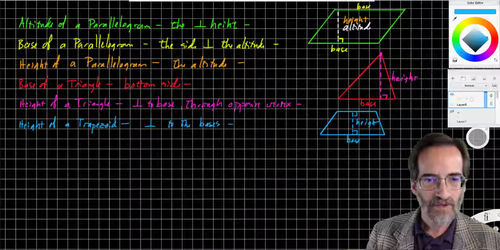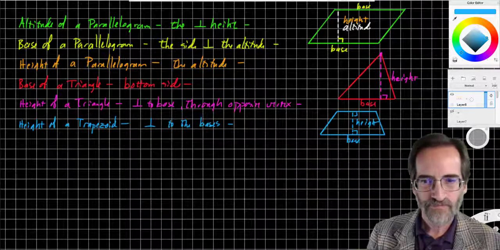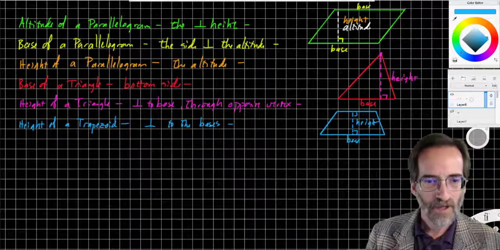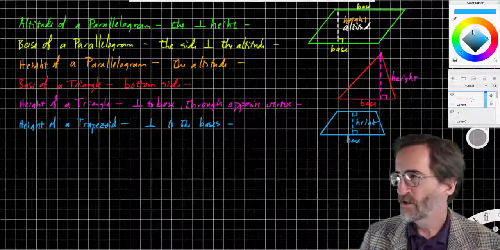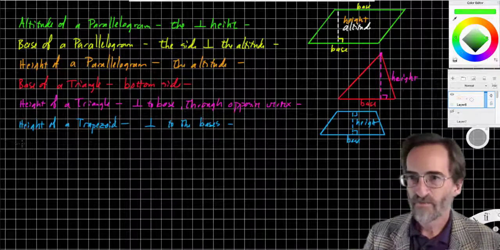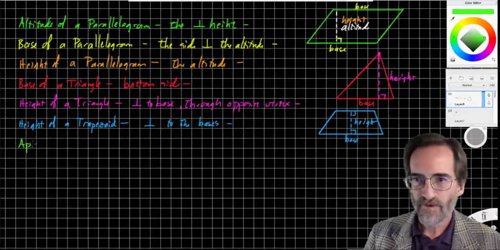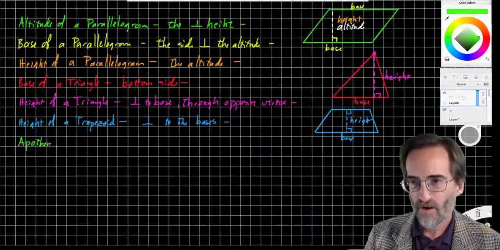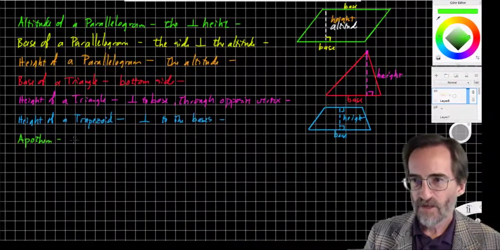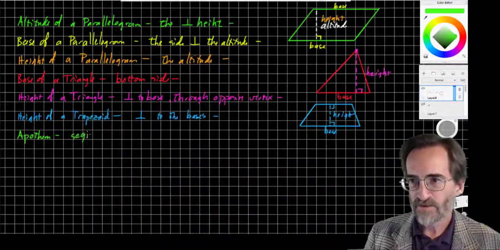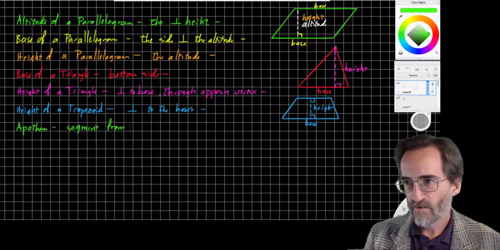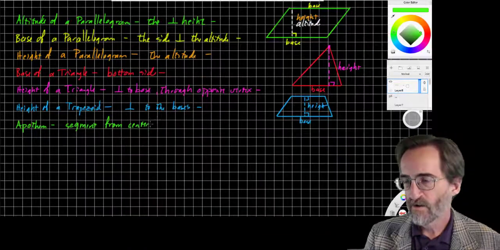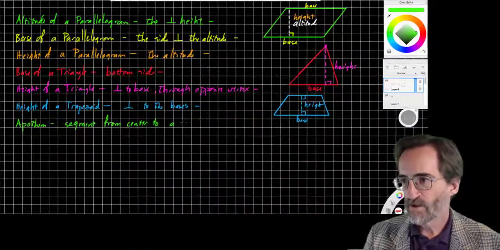Unit 5, lesson 3. Apothem and radius of a regular polygon. Apothem. Okay, it's a segment. All of these are segments. From the center to a midpoint.